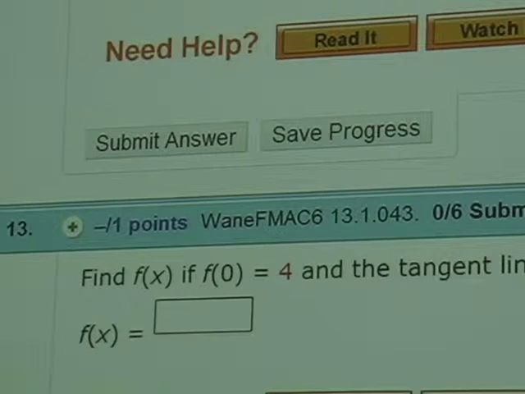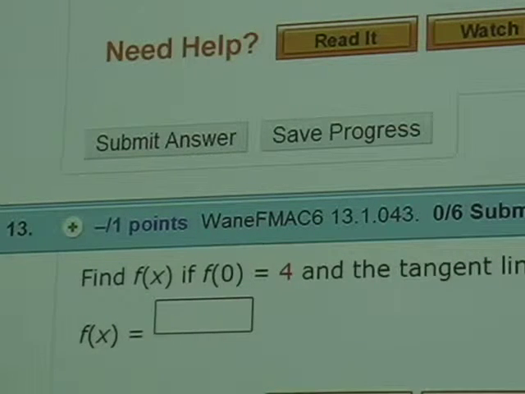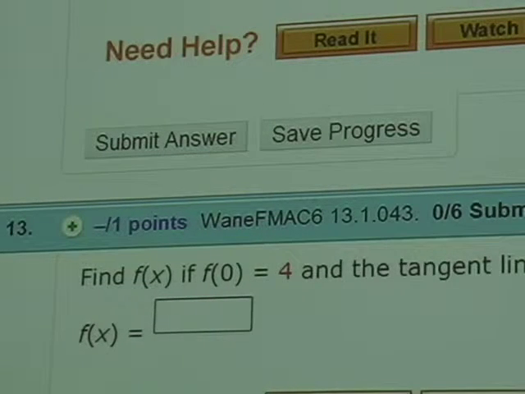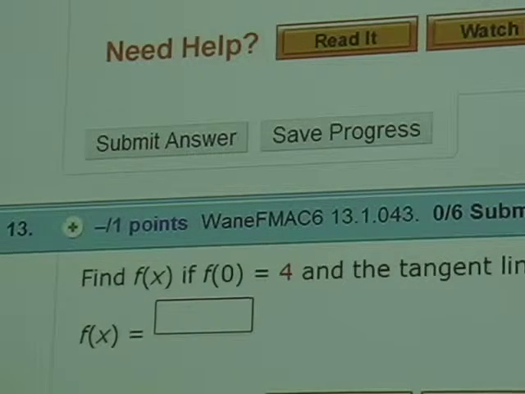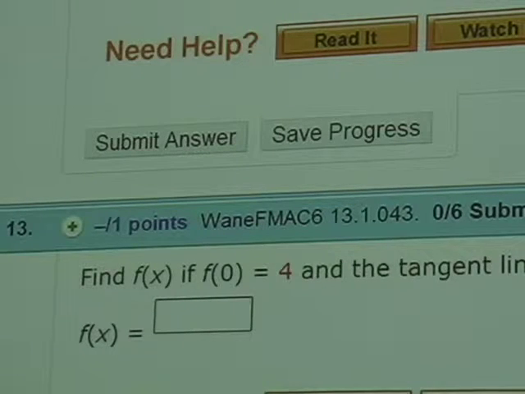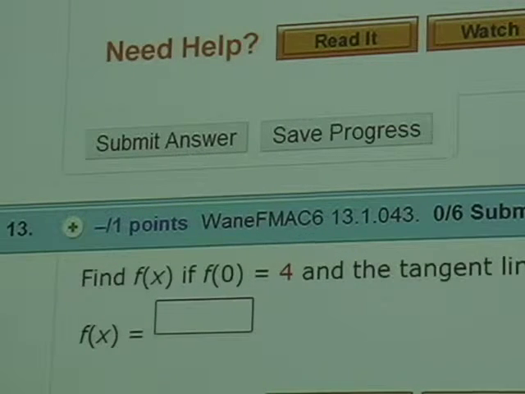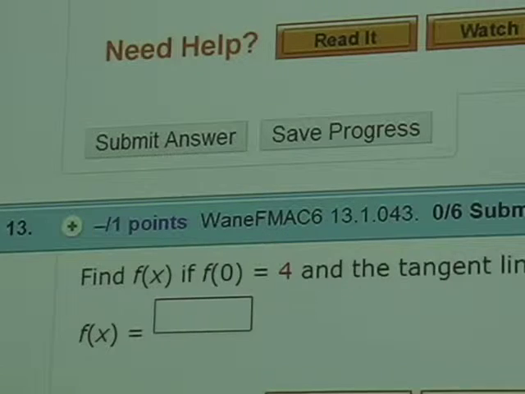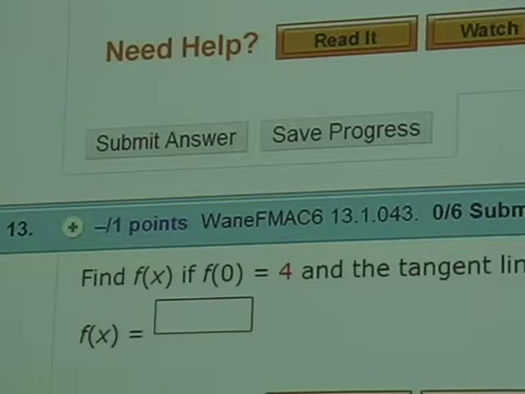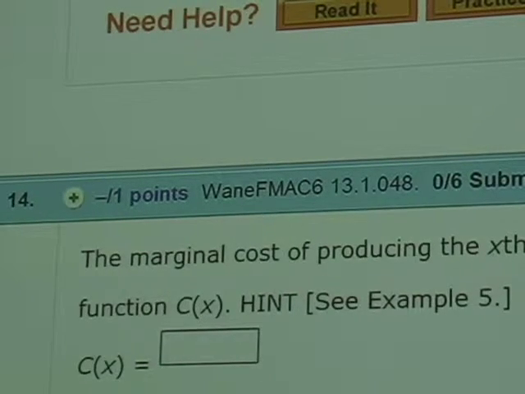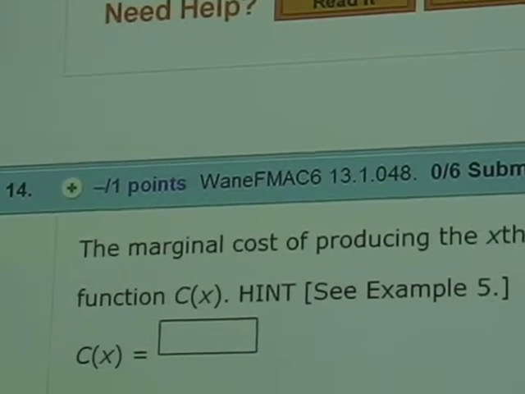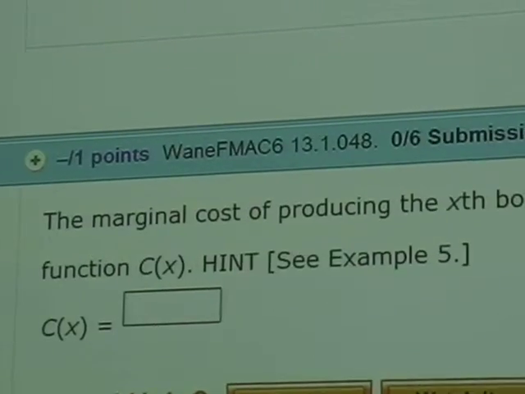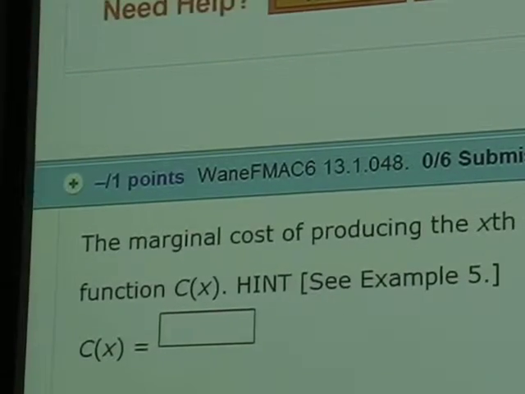So what's the function? 7 over 2 x squared, right? Plus c, and then that boundary condition gets rid of that c, or identifies what c has to be. Okay? Okay. All right, now another horrible one.